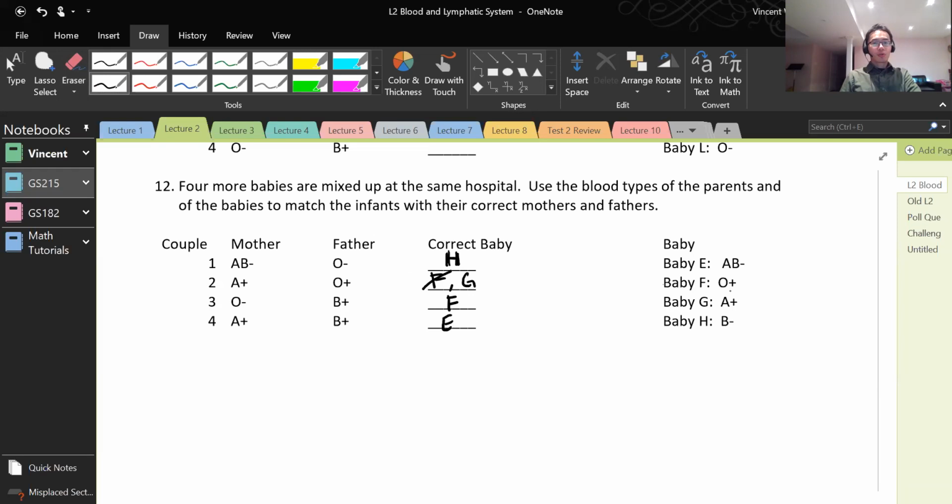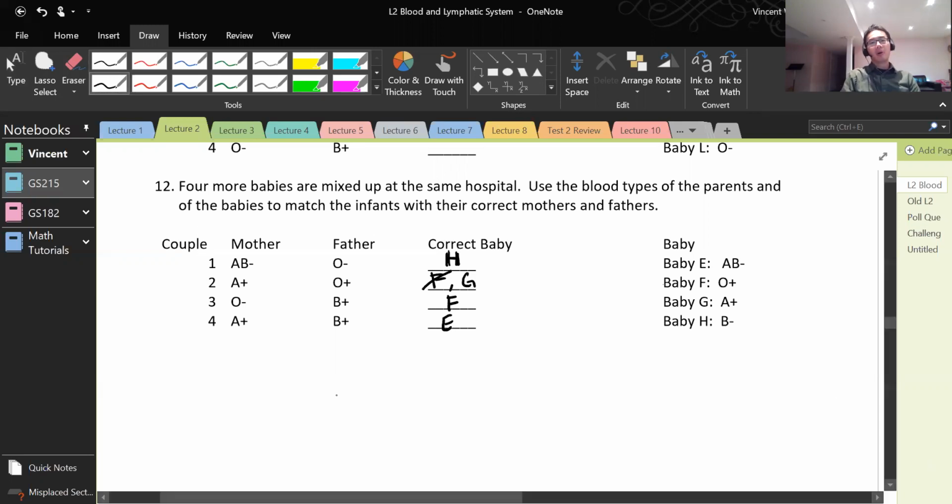So I encourage you to go through this again yourself when you have a moment. Think about it. Let's see. O cannot have AB babies. Okay, it's okay for a type O to have a type O baby. For example, let's say an O marries a B, they could still have an O baby.